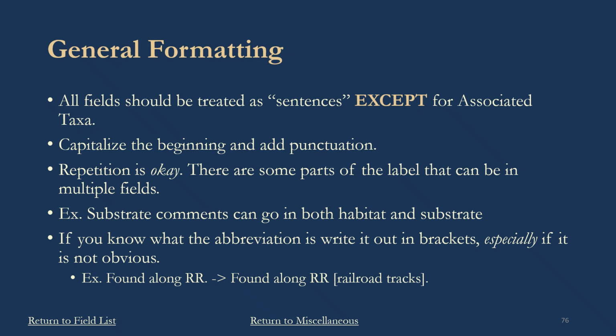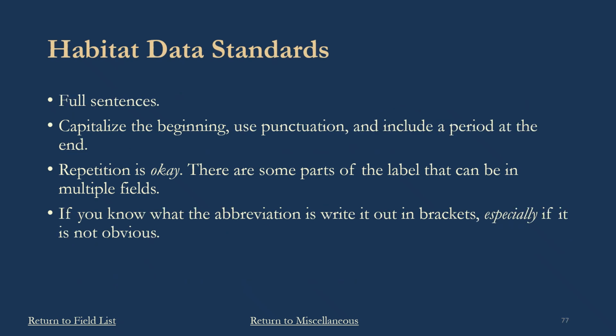Additionally, if the collector used abbreviations, write out the meaning in brackets, especially if it's not obvious. The data standards for the habitat field are to write in full sentences with capitalization, punctuation, and a period at the end. Repetition is also okay here. Once again, write out the abbreviations in brackets, especially if the meaning is not obvious.